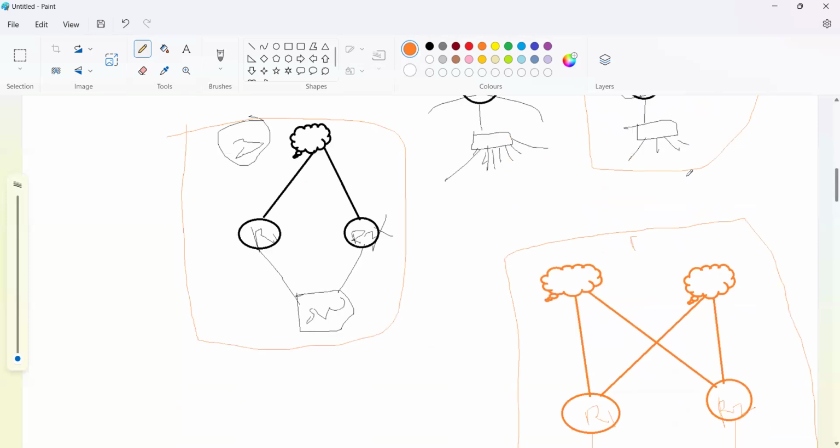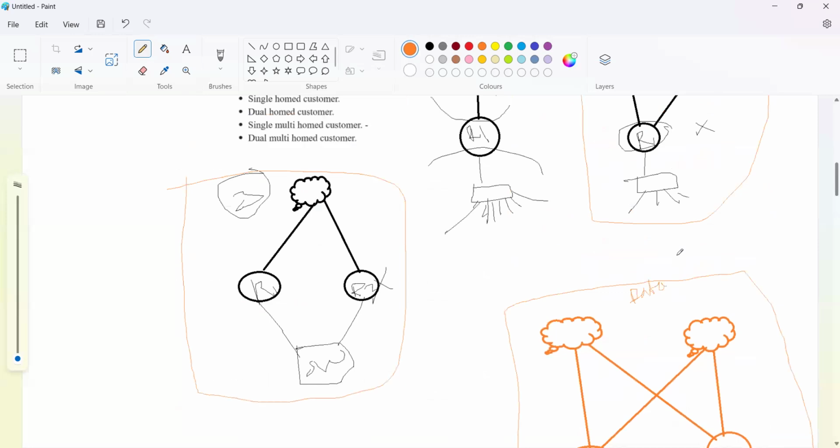Data center will use this kind of customer type. In data center and in branch locations, we will use this kind of customer type. Any doubts yet in customer types? In this, where do we use BGP, sir, like in these four types?